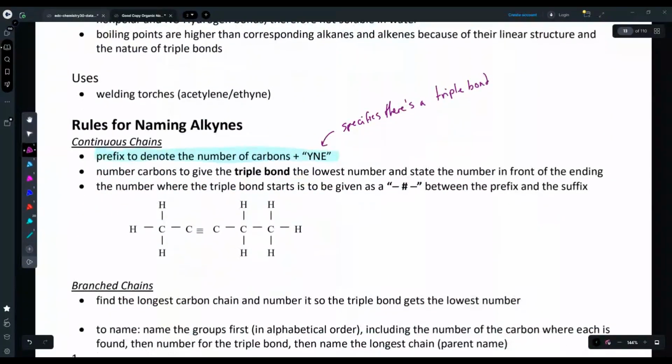Okay, so the rules are very similar to alkenes as well as alkanes. It's just we've got this YNE ending, and we do need to specify what carbon the triple bond starts at. You're going to give preference to the triple bond and make sure that it's getting the lowest number. The number where the triple bond starts is given as dash, number, dash between the prefix that tells you how many carbons are in your parent chain and the suffix of YNE.